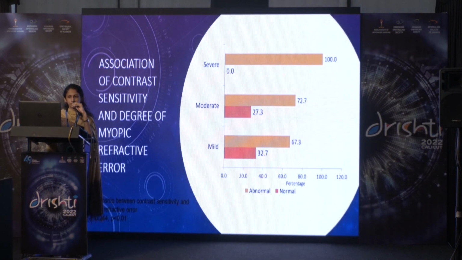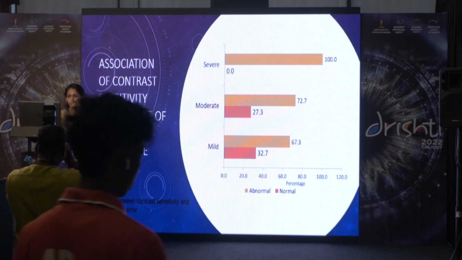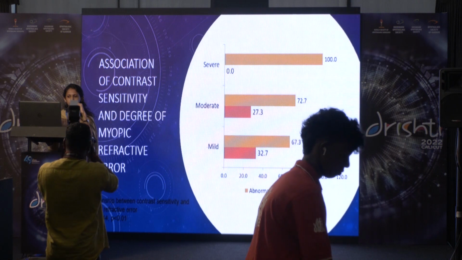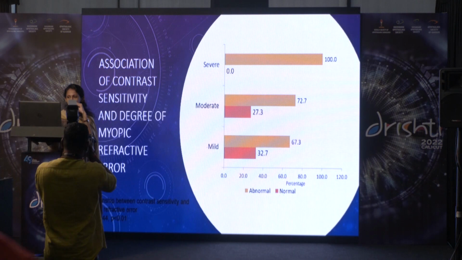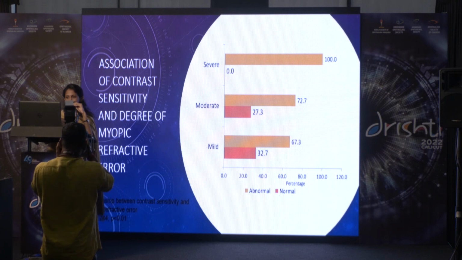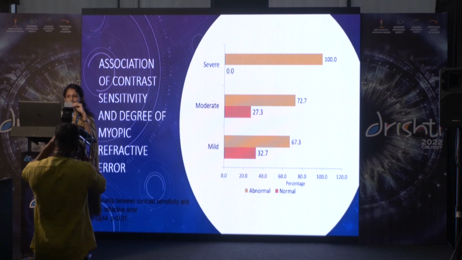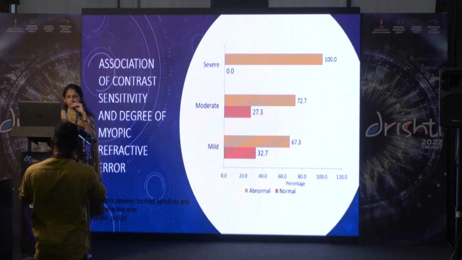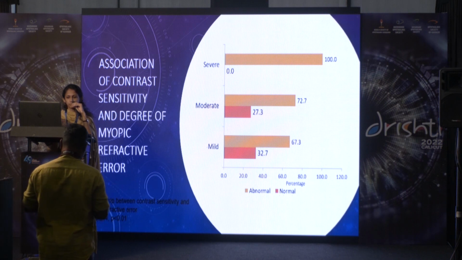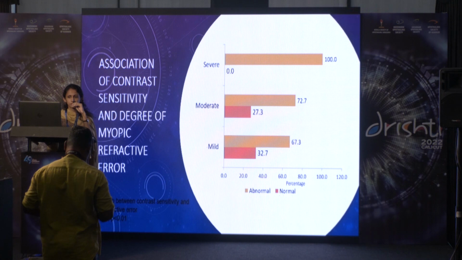Coming to association of contrast sensitivity and degree of myopic refractive error, as you can see from the study, as the degree of myopia increases, as we go from mild to severe degree of myopia, the number of patients with abnormal contrast sensitivity is seen to increase, like 67% in mild myopia and 72% in moderate myopia. As we go on to the severe degree of refractive error, it almost reaches about 100%. The relationship between contrast sensitivity and myopic refractive error had a negative correlation value of minus 0.244, and it was found to be statistically significant.